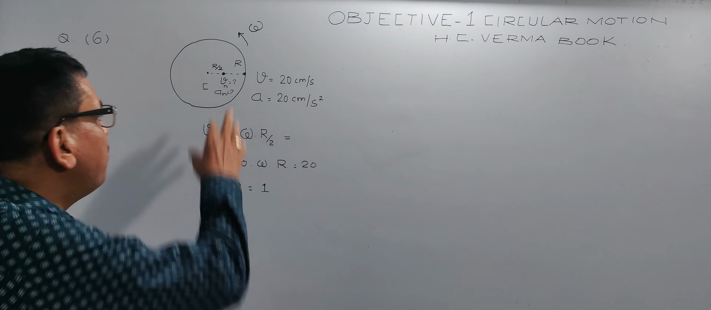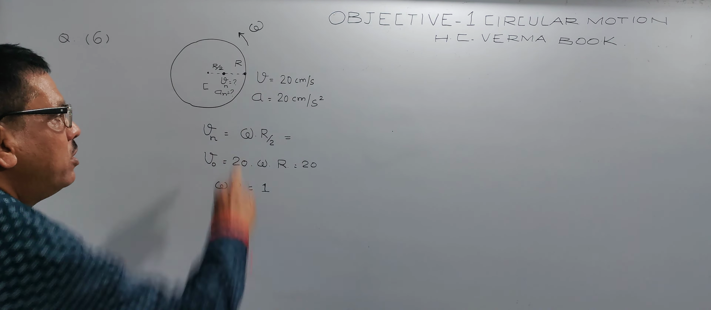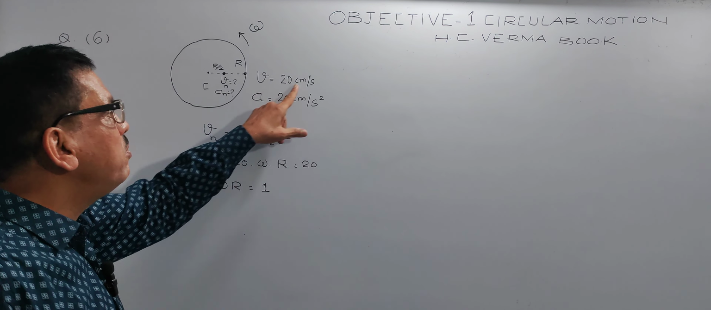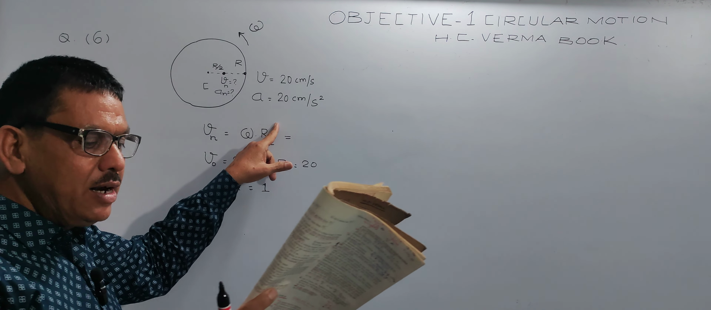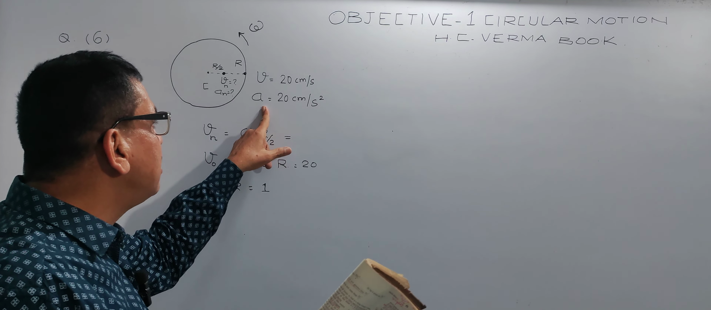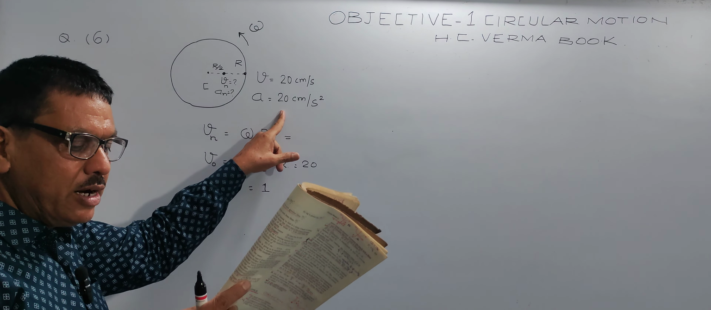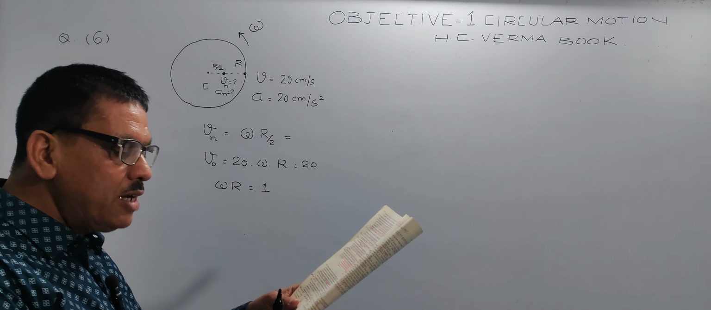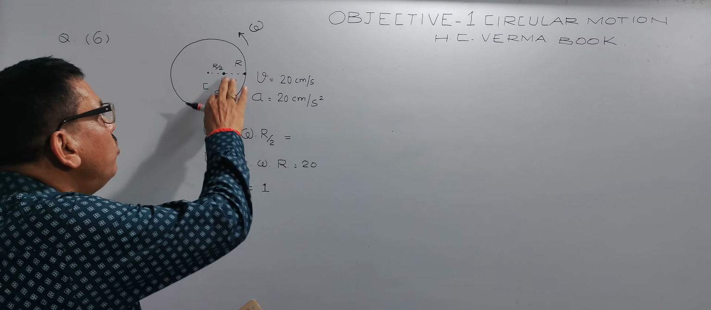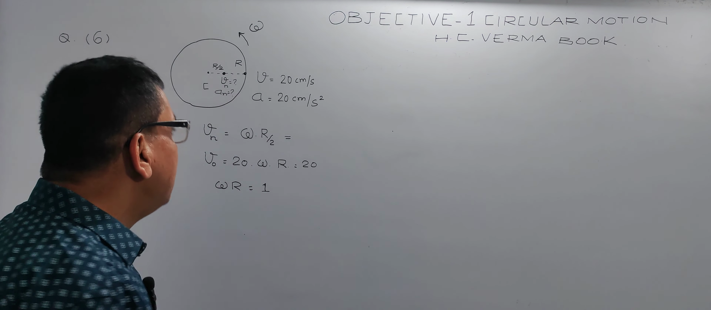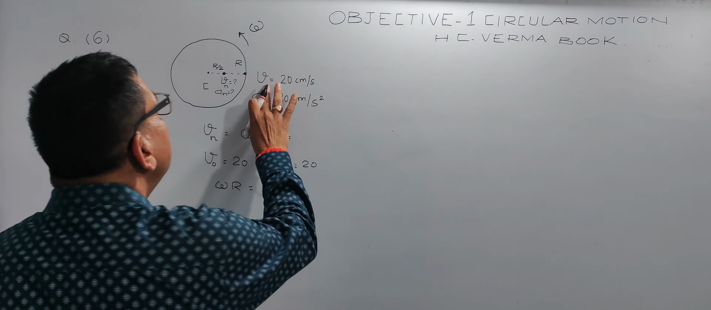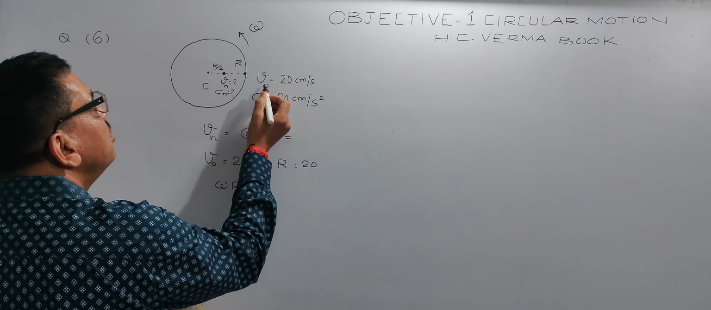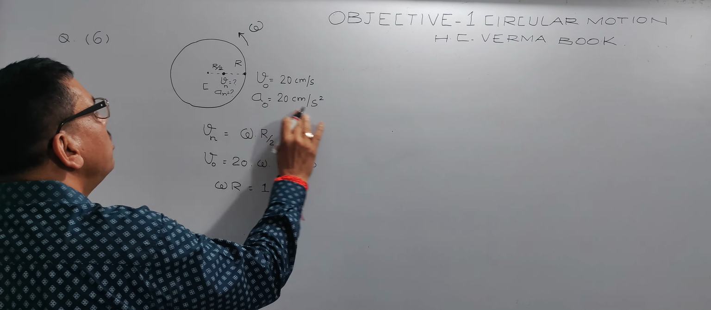The sixth question is that there is a turntable, and a particle on it is rotating. The speed of the particle is 20 centimeter per second and the acceleration of the particle is 20 centimeter per second square. Now this particle is shifted to a distance r by 2 from the center. We have to find the new value of the speed and acceleration. Now we know the old velocity, speed is 20, and the old acceleration is this much.